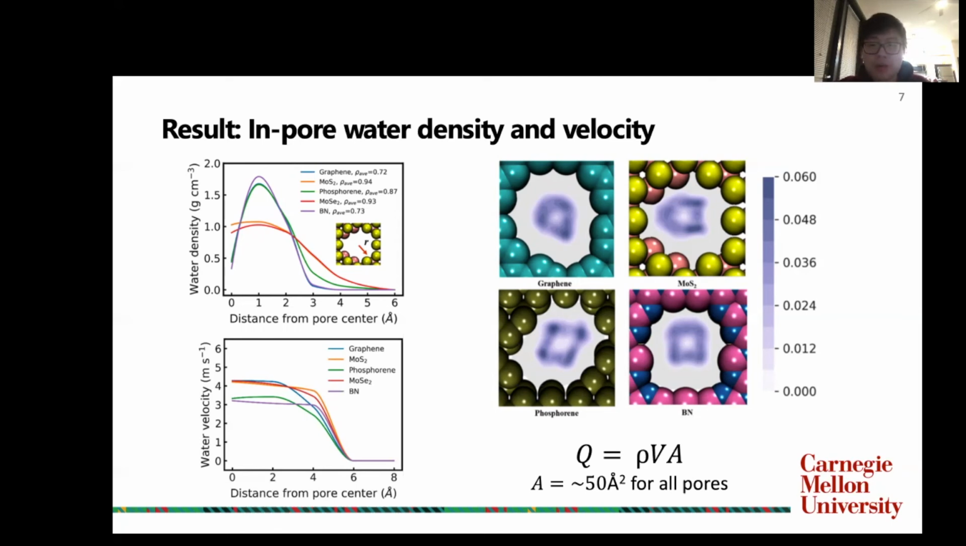The in-pore water velocity profile shows that the water in the MoS2 pore is more evenly distributed. Although the peak water density in the MoS2 pore is less than graphene, phosphorene, and BN, the average water density in the MoS2 pore is 0.94 grams per centimeter cubed, which is the highest among all materials investigated. And for the in-pore water velocity, MoS2 has the highest peak velocity at the center of the pore and also at the edge of the pore compared to other materials. The combination of higher in-pore water density and velocity leads to greater water flux through the MoS2 nanopore.